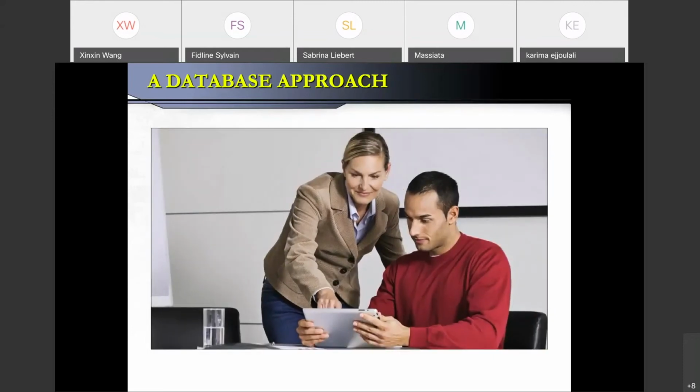So what kind of database approach is this? They were talking about the analytic data. I don't know if it's the same. Yeah, so SAP is what?